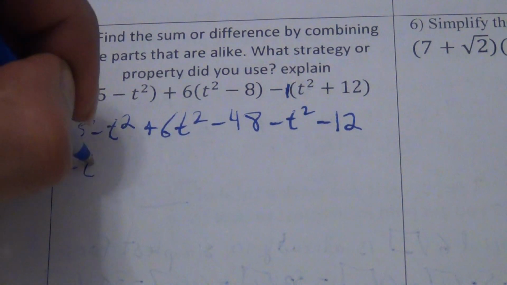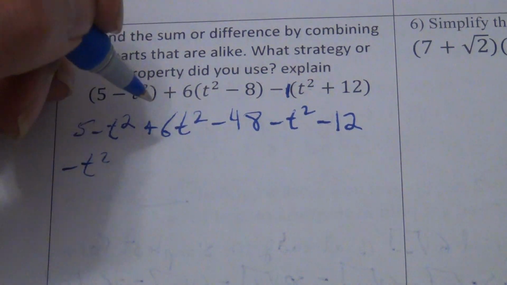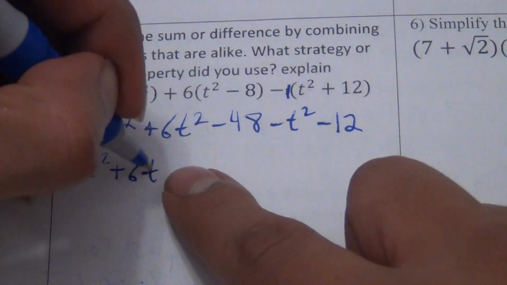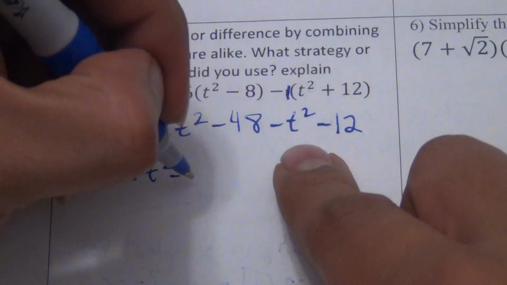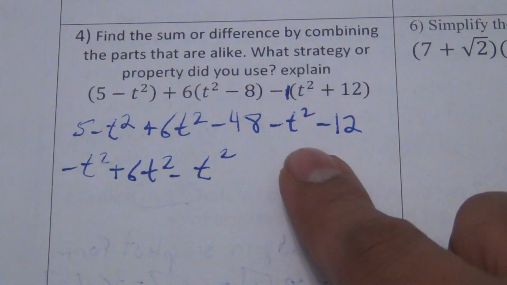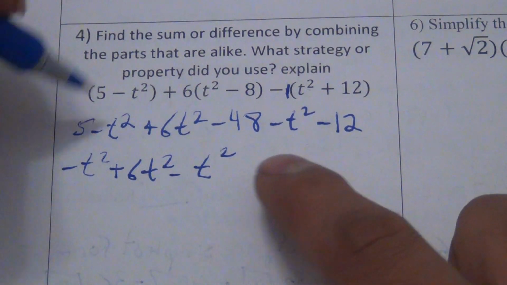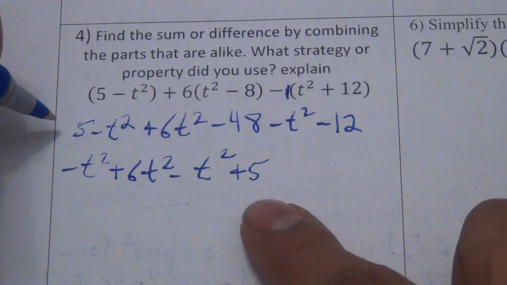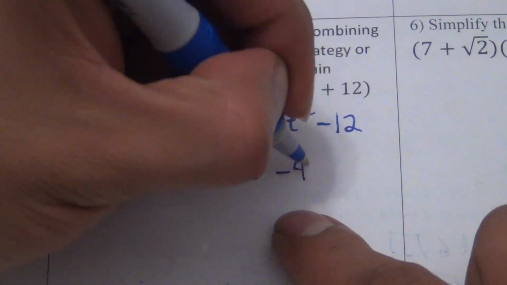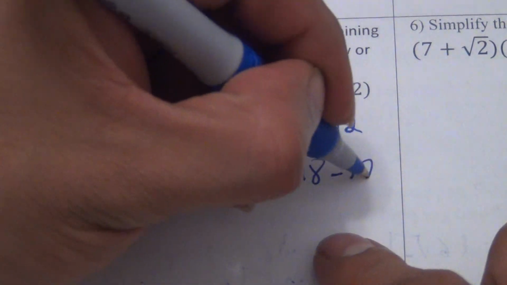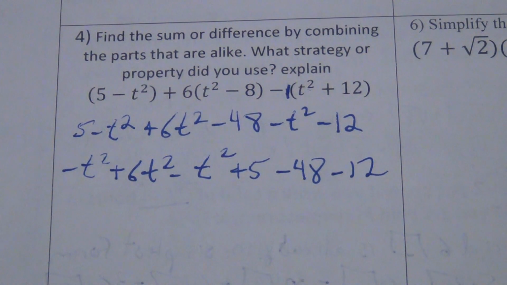So we get negative t squared plus 6t squared minus t squared. Now plus 5, positive 5, right? Minus 48 minus 12. Okay? Boom, boom, bing, bing. Okay then. So now let's see. Now let's add the like terms.